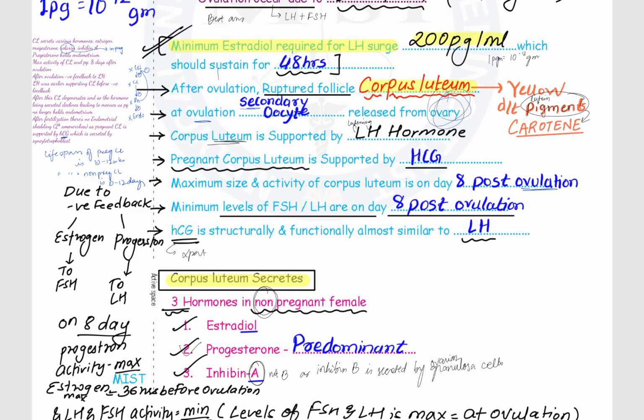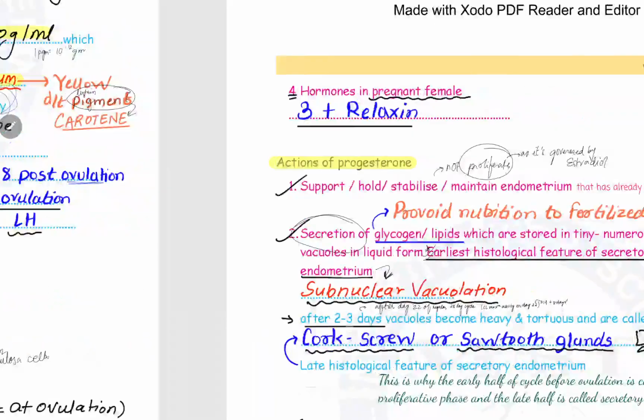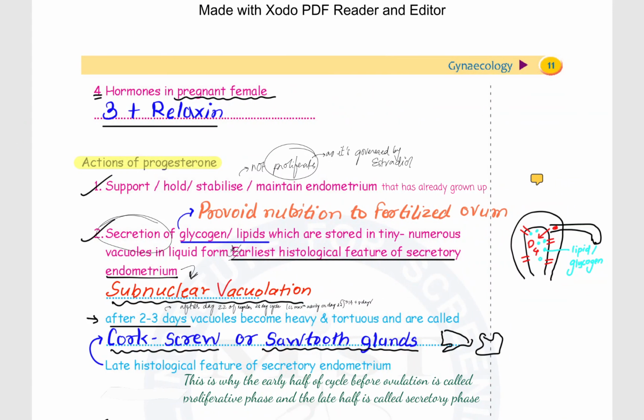Now, one thing is common. Estradiol is secreted by both ovarian granulosa cells as well as the corpus luteum, but inhibin A, not B. And one extra hormone is relaxin in case of pregnant females. Actions of progesterone: support, hold, stabilize, and maintain the endometrium that has already grown up.